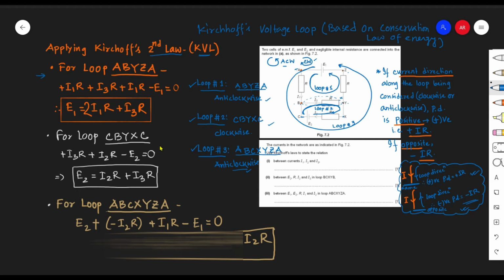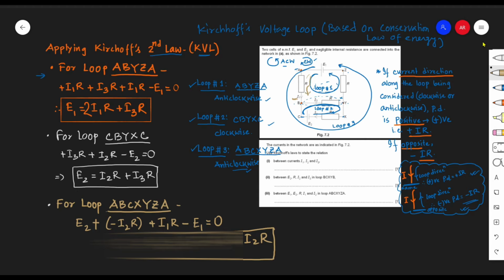So here the loop direction and the current direction are the same as far as the resistor R is concerned. So I1 times R is a positive PD. I got it right there. Now moving further, look at this junction BY.